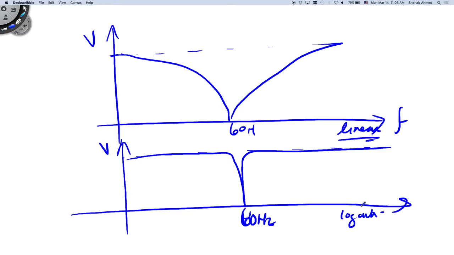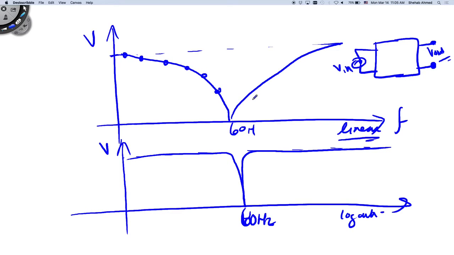But for example, this is a circuit. I have a box here that has a certain circuit inside, and I'm supplying this circuit with a certain voltage source, and I'm looking at the two terminals that I have here. This is my input voltage, and this is my output voltage. I'm measuring the output voltage, and I get these numbers while changing the frequency of the input. I will get a certain value of the output, and I plot the numbers.